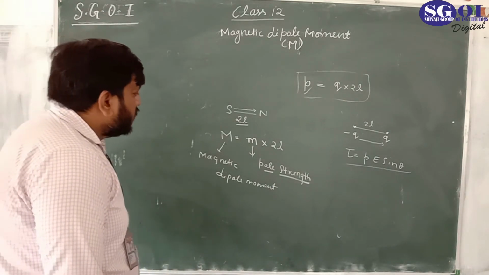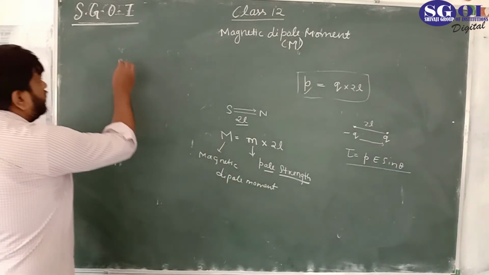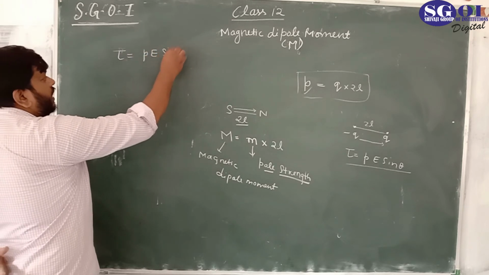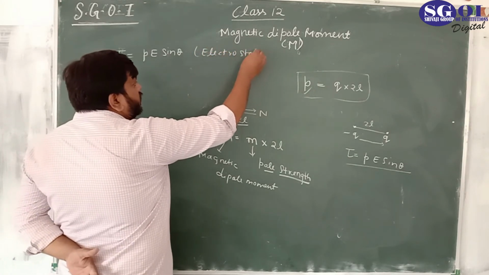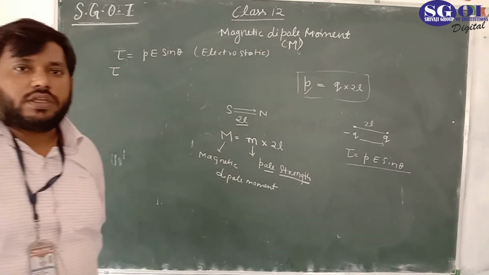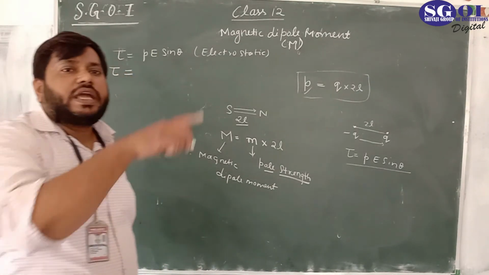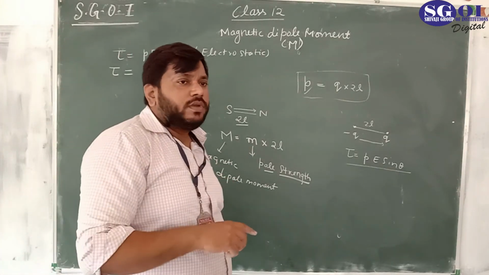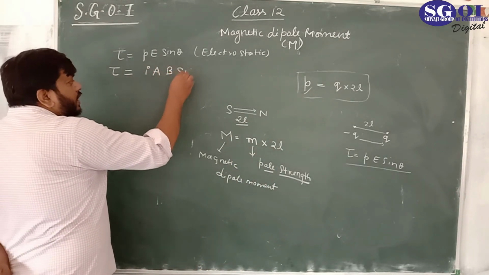And we can also define the torque. Tau is pE sin theta in the case of electrostatics, in the electrostatics chapter, and in magnetism we have also found the torque because of a current carrying loop. Now we are going to define the torque because of a current carrying single loop, and for a current carrying single loop it is I A B sin theta, where B is the magnetic field.